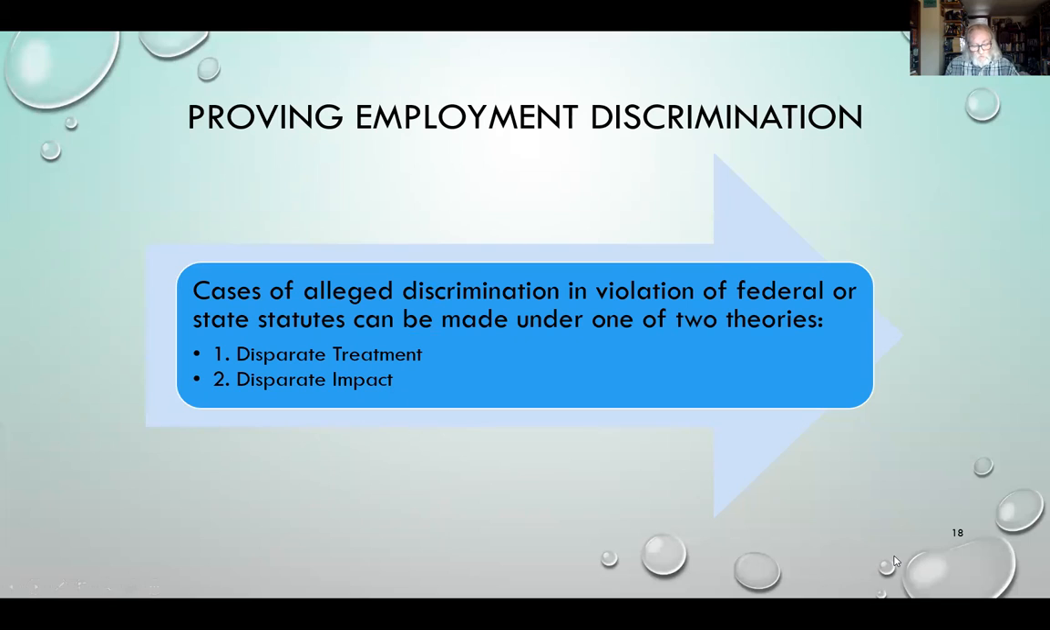How do you prove employment discrimination? Well, you have to prove that there was some sort of disparate treatment or some disparate impact. And so here we are talking about protected classes of people. Protected classes of people are just various populations. Children, minors, they're a protected class of people. Pregnant women, because we have the Pregnancy Act of 1978, is a protected class of people. Disabled people, people over 40, all of those are protected classes of people, and so forth.